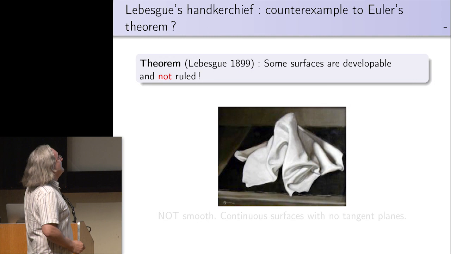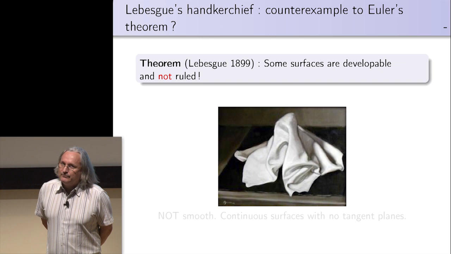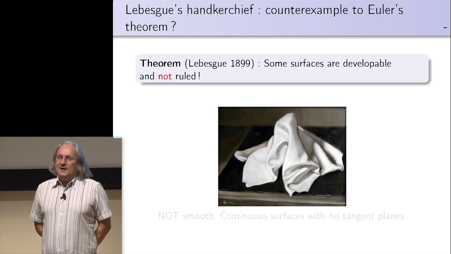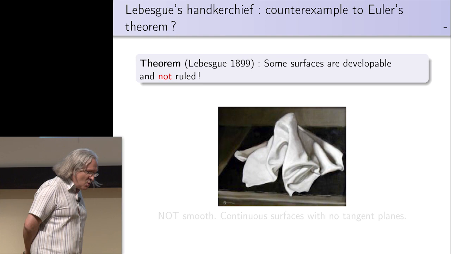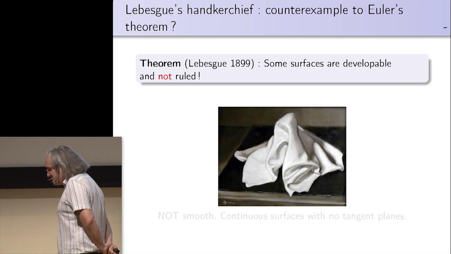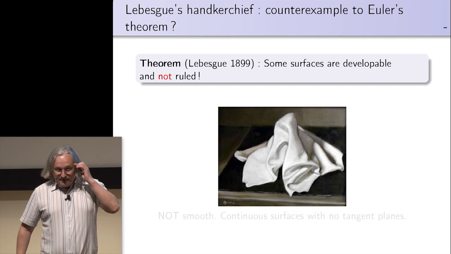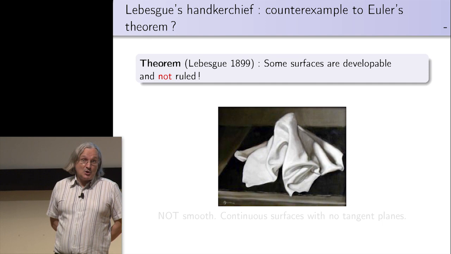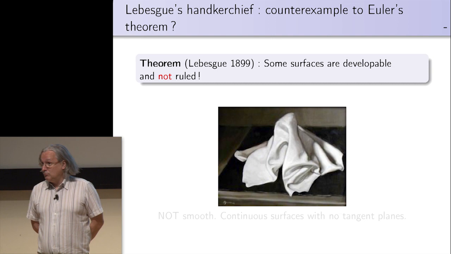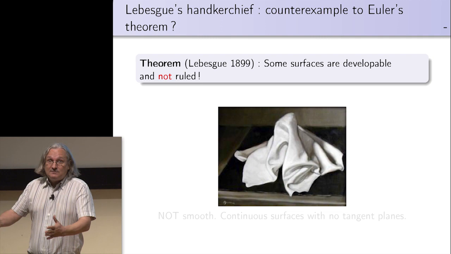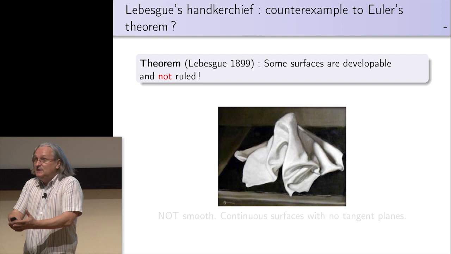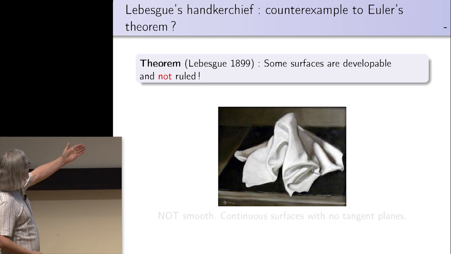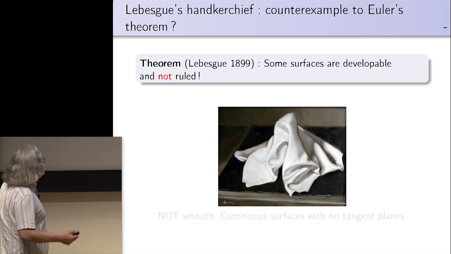Now, in 1899, a very young student called Lebesgue was attending a class by a prestigious French geometer called Darboux. And Darboux was teaching this theorem of Euler that every developable surface has to be ruled. And according to the story, Lebesgue said, "Professor, this cannot be true because my handkerchief is not ruled." Of course, my handkerchief is flat originally, and when you fold it, it is developable because it has been developed from a flat thing. So it should be ruled, but obviously, when you look at the picture of the handkerchief, you see that this is not ruled. So it's a counterexample to the theorem of Euler.